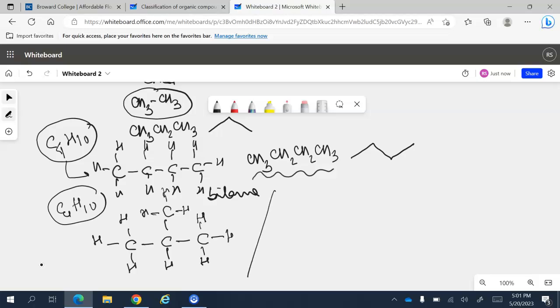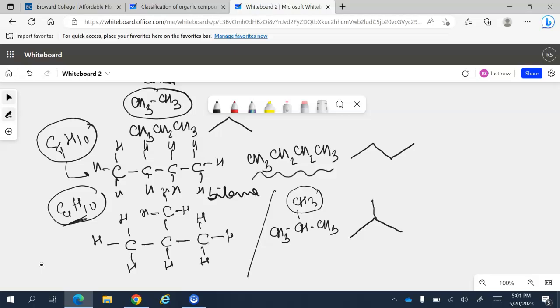Now if we write the condensed formula for this, it is CH3, you have your CH, you have CH3, and here is also CH3. So this is how you get one carbon as the branch. The molecular formula is again the same, but the way they are connected is different in these two, right? Their connectivity is different.